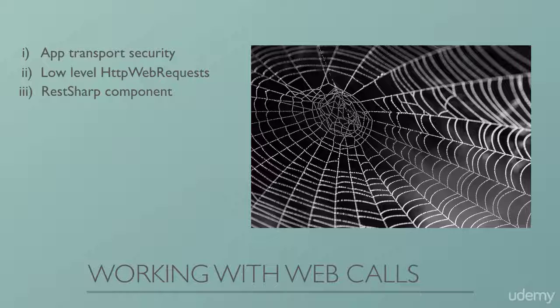Then we will also look at working with web calls. We will discover that Apple has implemented transport security in iOS 9 and what that means for our apps, also how to disable it or add exceptions for it. Then we'll create our very own low-level web requests that give us all the control we could ever want from that. And then after we've understood what a web request is, we'll look at installing the RestSharp component that allows us to run off web requests without any hassle in a couple of lines.